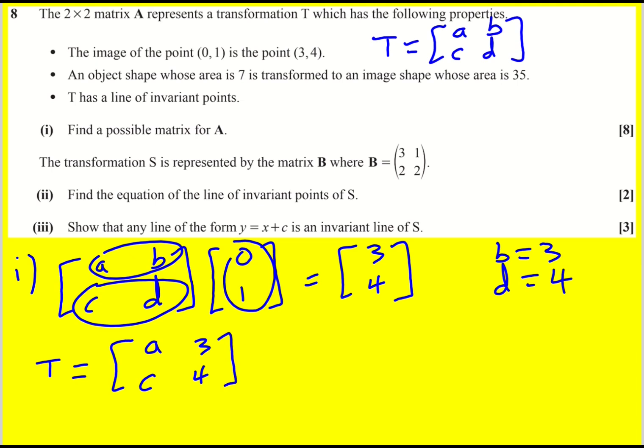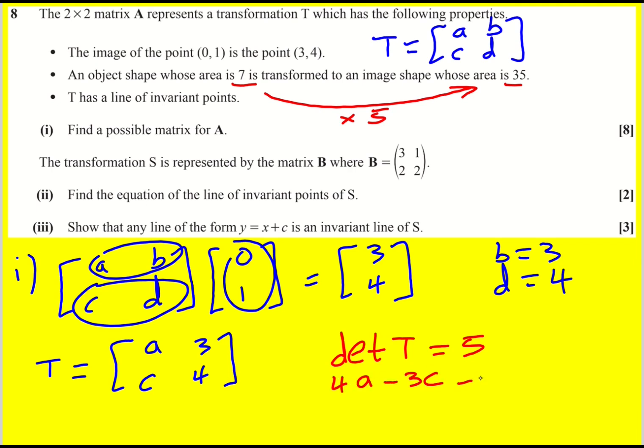Next up, we're told that an object shape whose area is 7 is transformed to an image shape whose area is 35. So that means we're multiplying by 5. That is the scale factor for the enlargement. And what that means is the determinant is equal to 5. Determinant of T equals 5. I'm not going to prove that here, but that is a fact. So we can say that 4a minus 3c equals 5. I've got myself an equation.